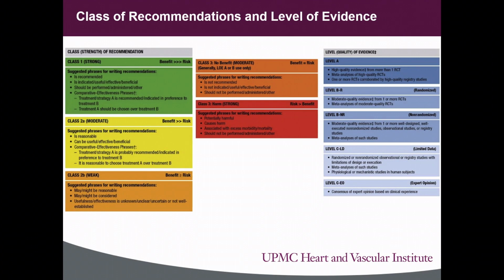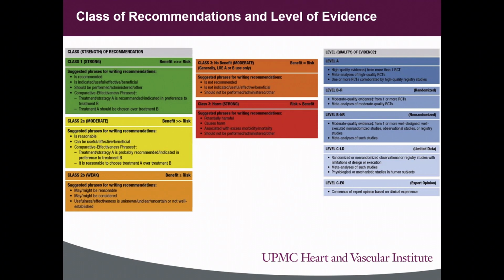Class 2A is the next strongest or a moderate recommendation where benefit still outweighs the risk, just not as much as a class 1, and certainly a very reasonable recommendation to make. A class 2B indication still suggests that benefit is typically greater than or equal to risk, and it's the weakest recommendation that we have. In this case, we consider this may or might be reasonable, may or might be considered, and the usefulness is unknown or unclear. So a class 2B indication is still something that could be helpful, but it's not necessarily something that must be followed in all instances.